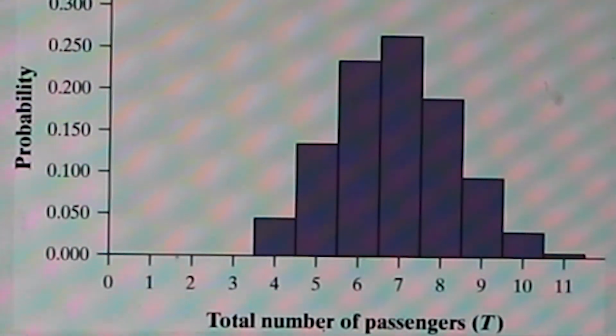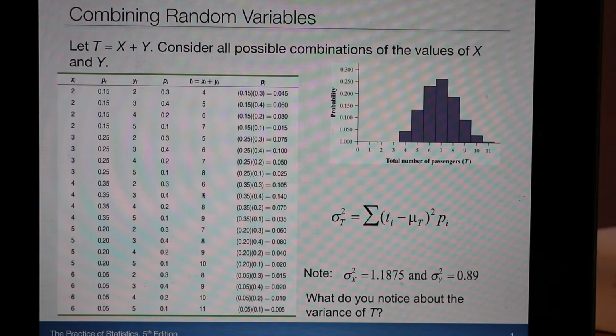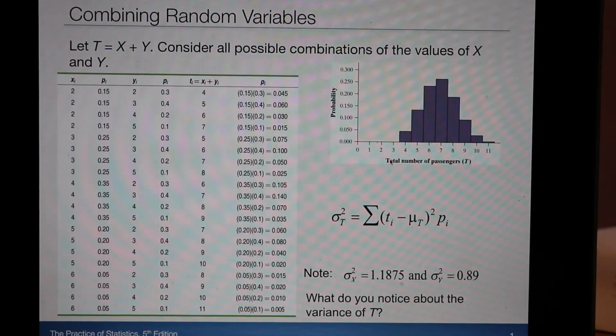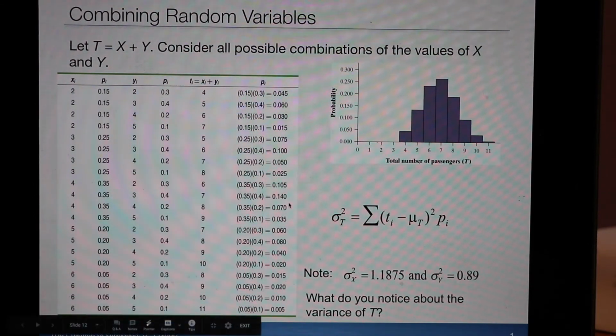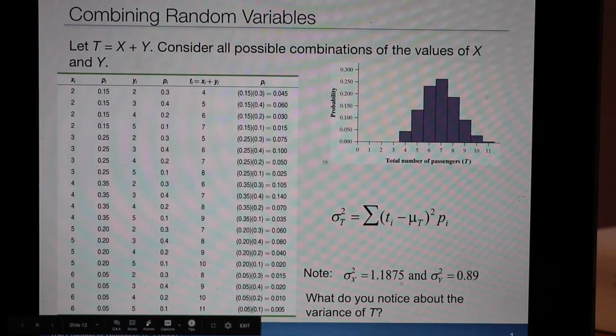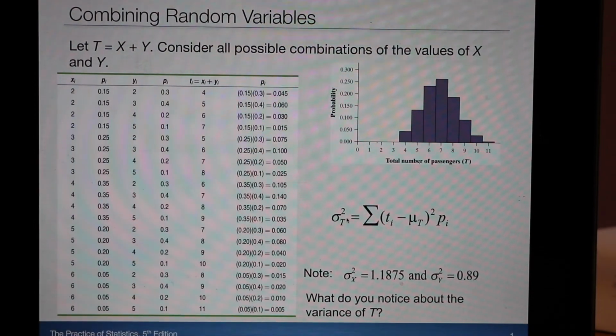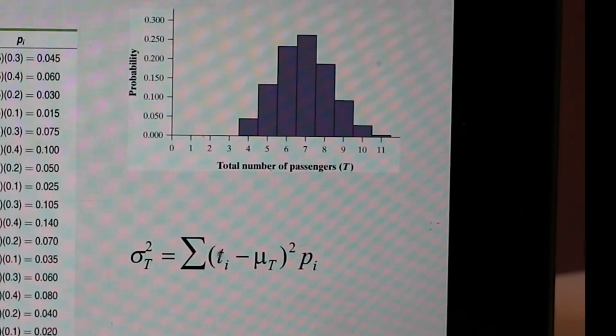Notice how many times they're adding up to 7. So these are the totals. This is the probability of the total number of passengers, and with their probabilities attached. Okay, so if we want to find the variance, remember we take the observation minus the expected value squared times each of their probabilities.